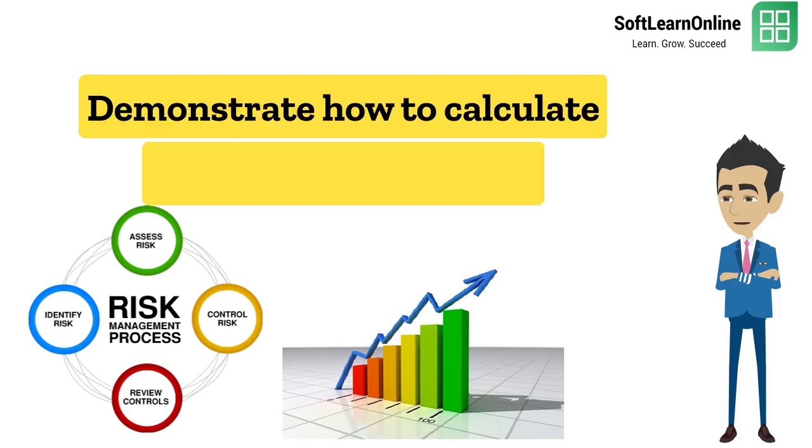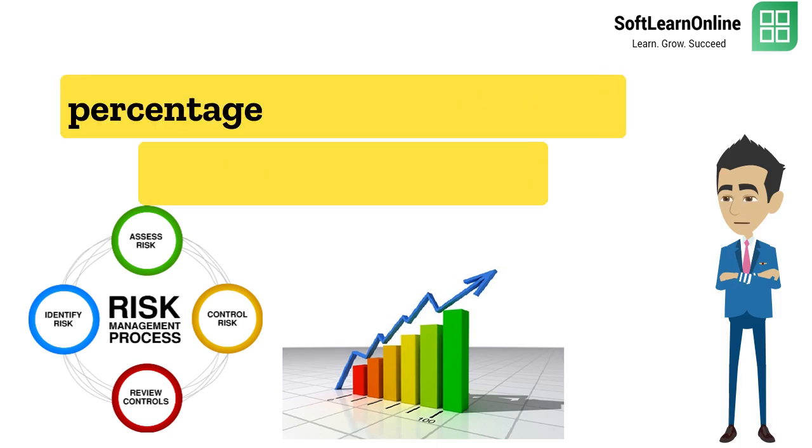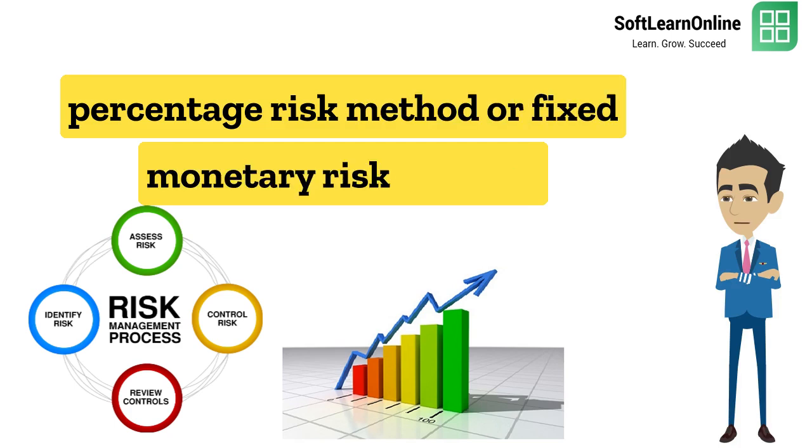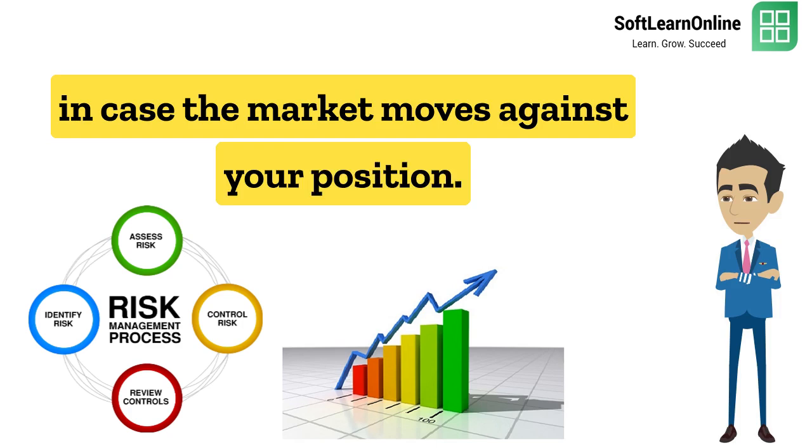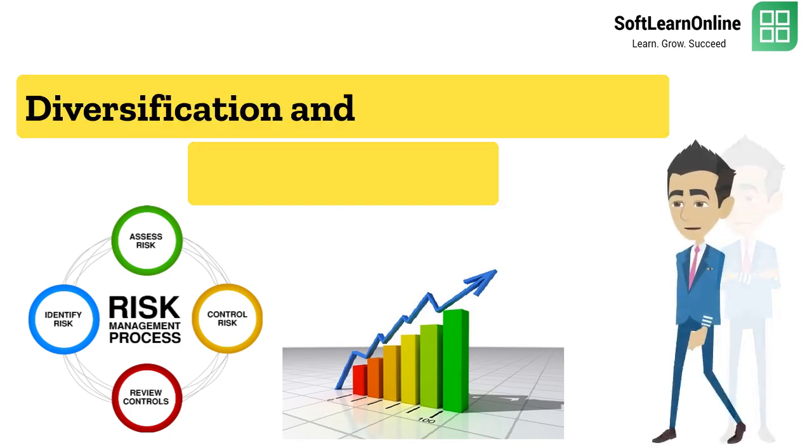Demonstrate how to calculate position size using the percentage risk method or fixed monetary risk method. Discuss the importance of stop-loss orders and how to set them effectively to limit losses in case the market moves against your position. Diversification and risk distribution.